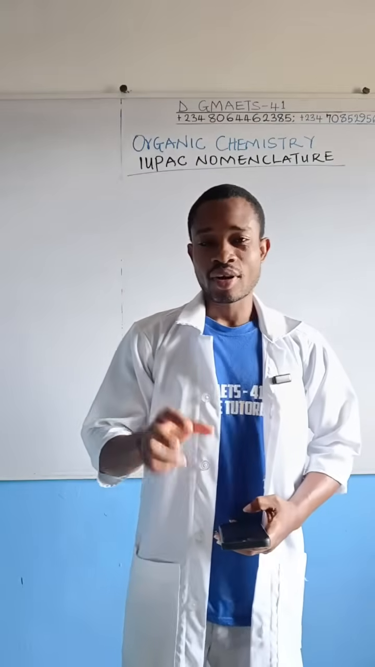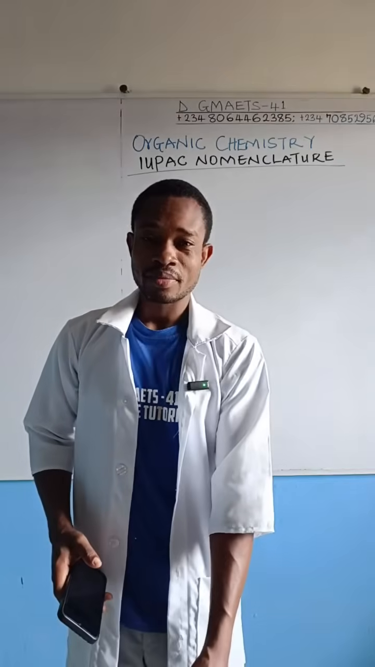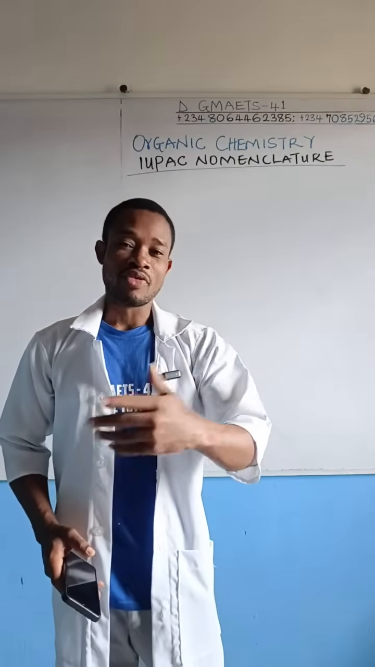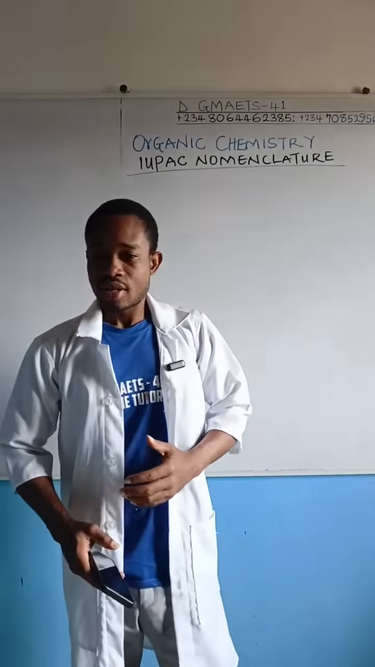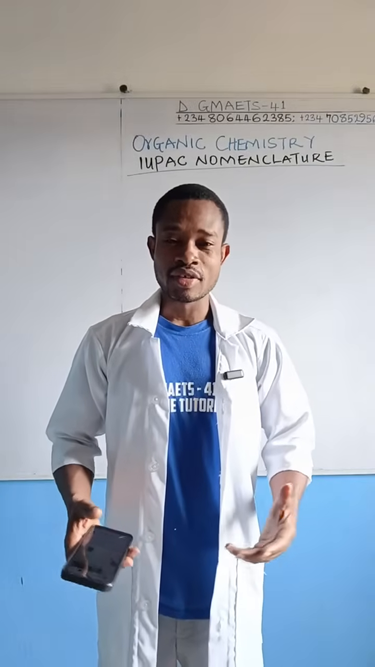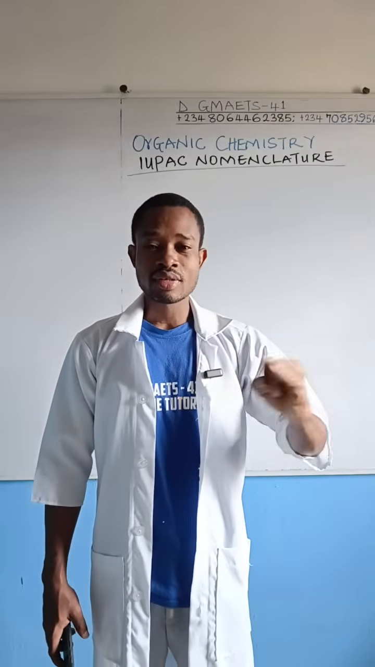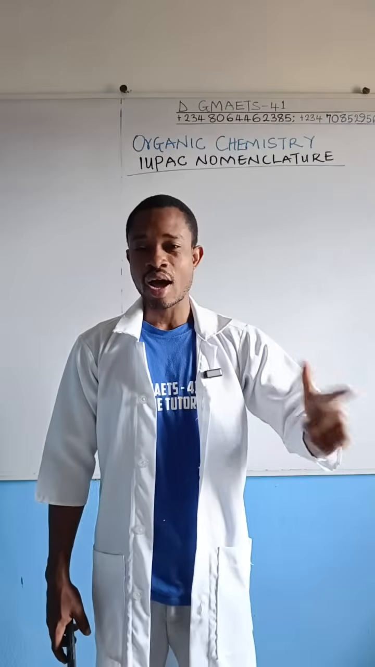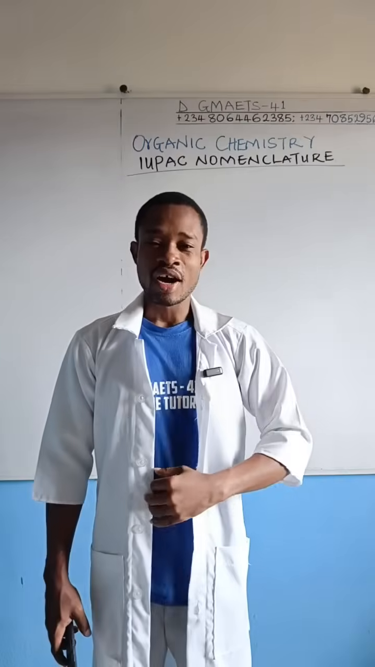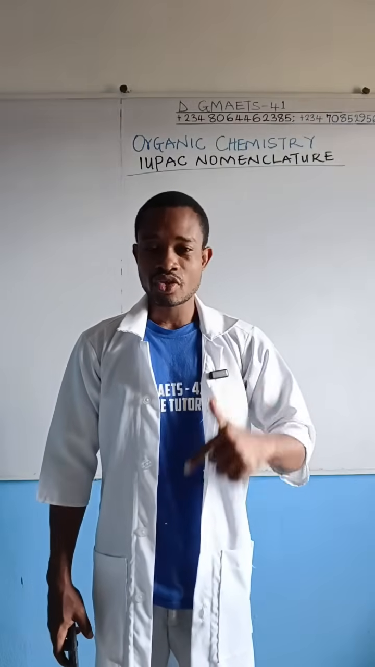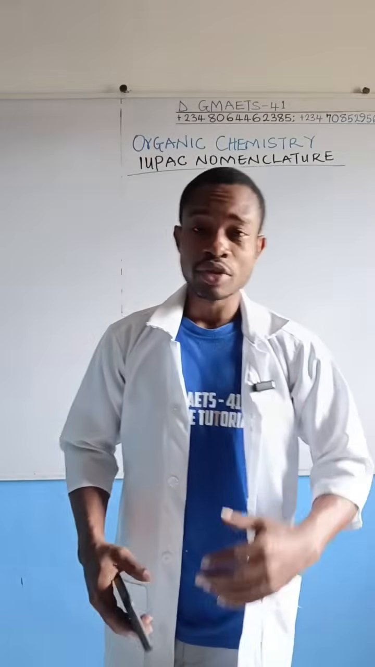So in this class, I am going to teach you how to name organic compounds. But I'd like to say this before we kick off the class: the system of naming compounds, known as IUPAC, the International Union of Pure and Applied Chemistry system of naming, for alkanes, alkenes, alkynes, alkanols, alkanones, is already available on this channel.